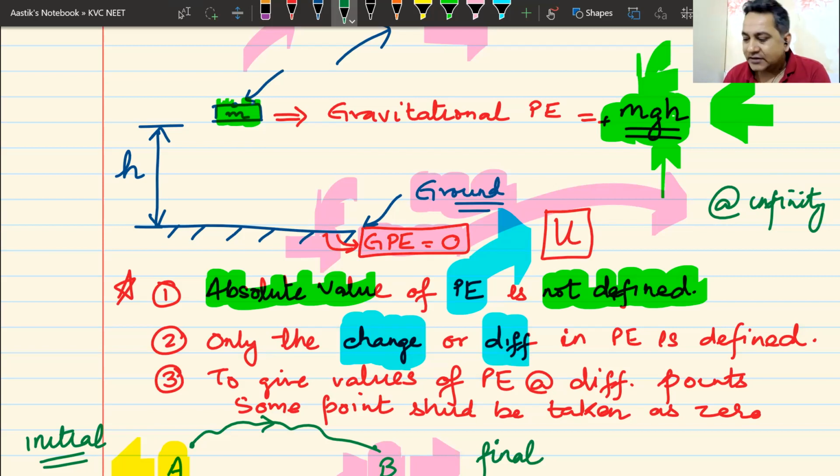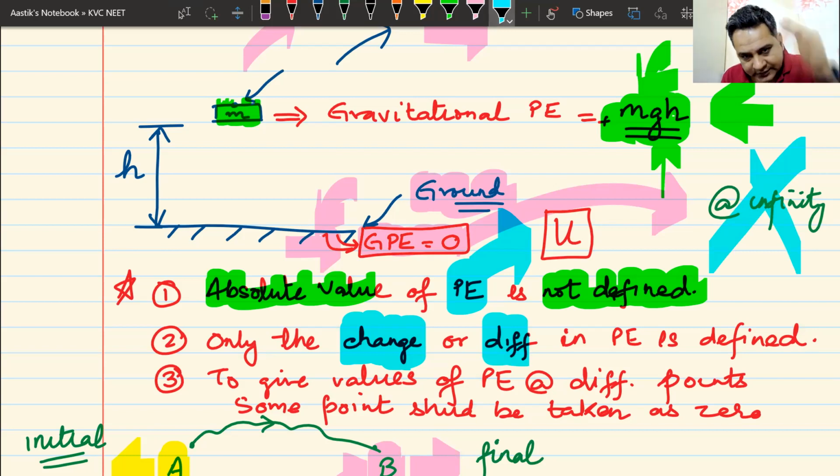So we are not going to create that tension now. Instead of assuming zero at infinity, let us not go to infinity right now. Let us stay on Earth. Earth is better. The zero value of gravitational potential energy is normally taken at the ground level. And that is what we'll always do. We'll not change it. Am I clear?